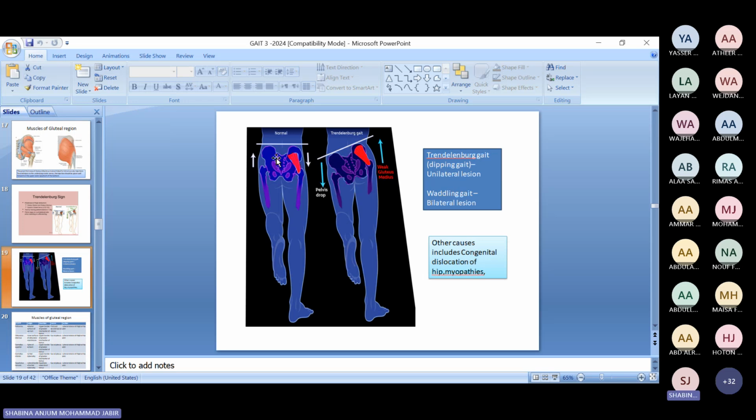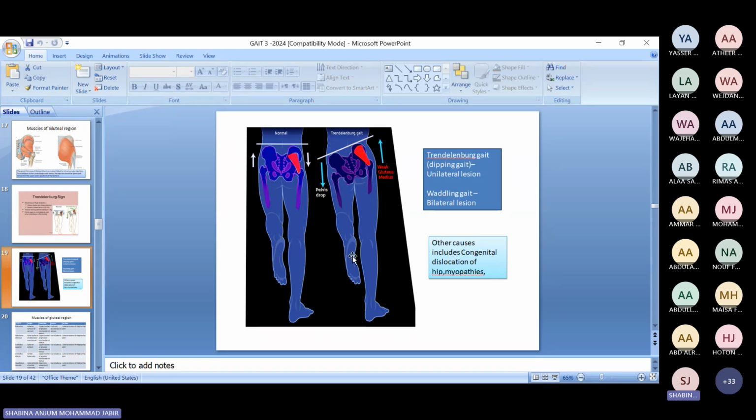Again, this is a normal phenomenon. Normally, the person is walking, and here your gluteus medius and minimus keep your hip bone, or pelvis, in the equilateral position. There is a little up and down, so balance. But if there is weakness of the gluteus medius at the opposite, contralateral side, your pelvis will drop. So the patient will present with the Trendelenburg gait, which is the dipping gait. And this will happen in a unilateral lesion.